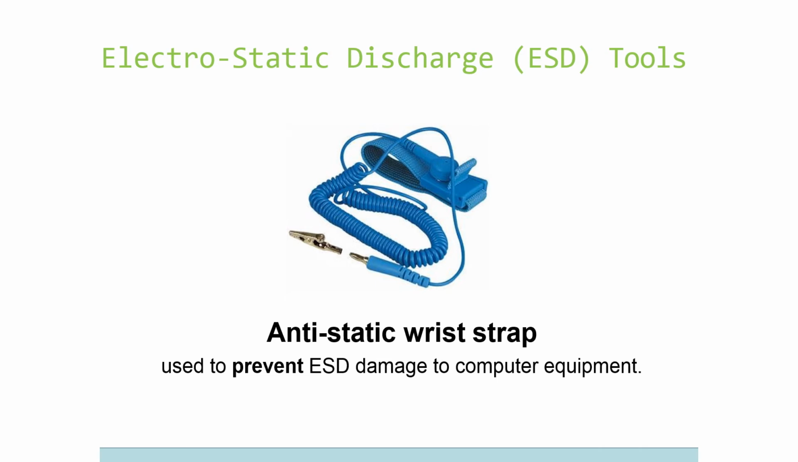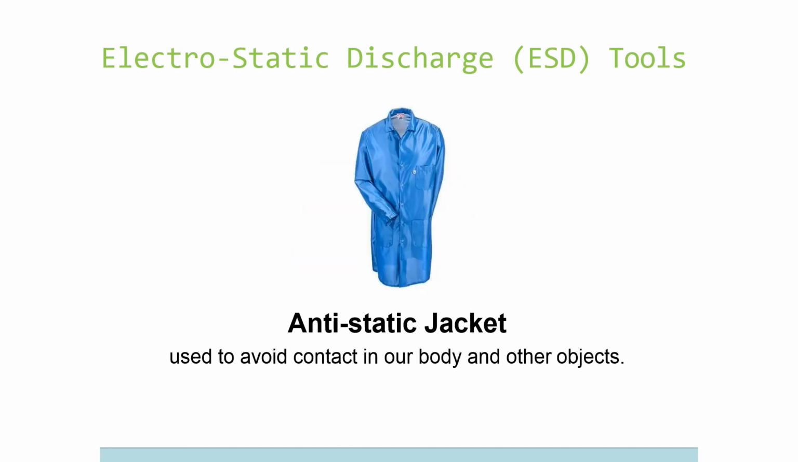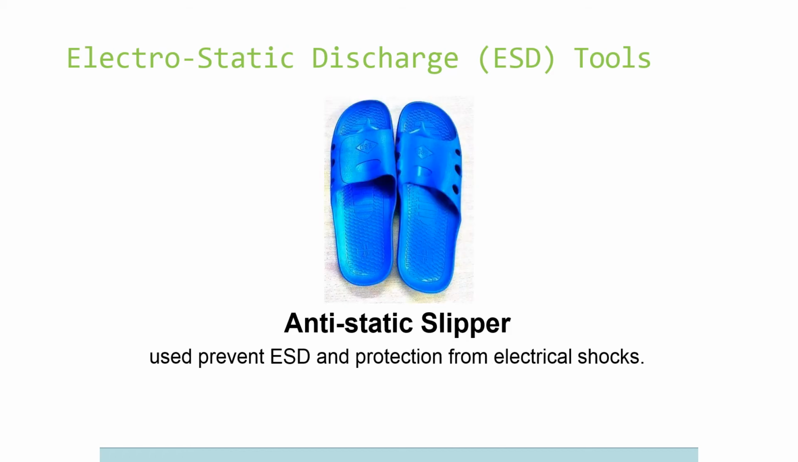Here are the examples. Anti-static wrist strap: it is used to prevent ESD damage to computer equipment. Anti-static mat is used to stand on or place hardware on to prevent static electricity from building up. Anti-static jacket, used to avoid contact between our body and other objects. Anti-static slipper, used to prevent ESD and protect from electrical shocks.